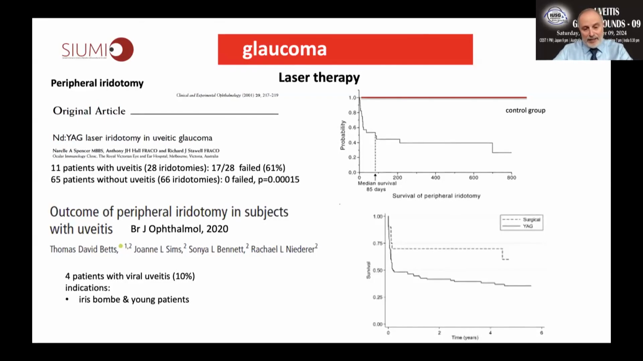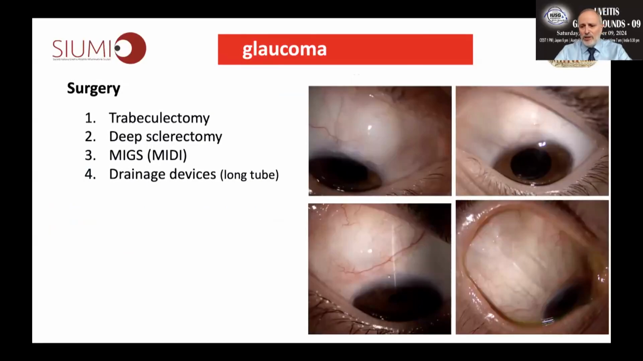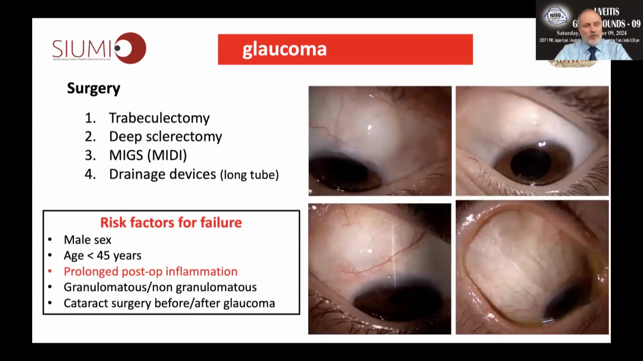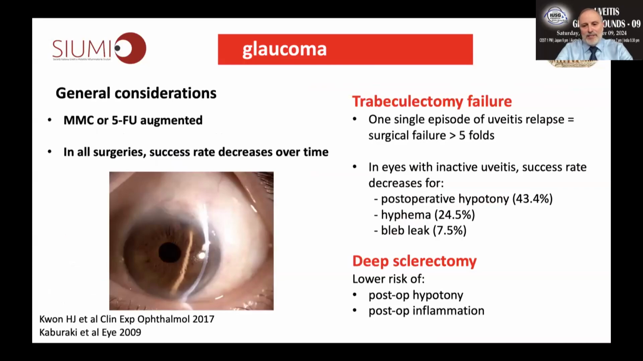On the other hand, there is another report that clearly showed that surgical iridectomy, if you need it, is better than iridotomy in patients with uveitis, with a longer survival. We don't have time to go over all the glaucoma procedures, but I would like to say two things. These are the risk factors for failure of glaucoma surgery in patients with uveitis: male sex, age lower than 45 years old, and prolonged post-op inflammation. Especially in trabeculectomy, one single episode of uveitis after surgery increased the surgical failure by 5-fold.